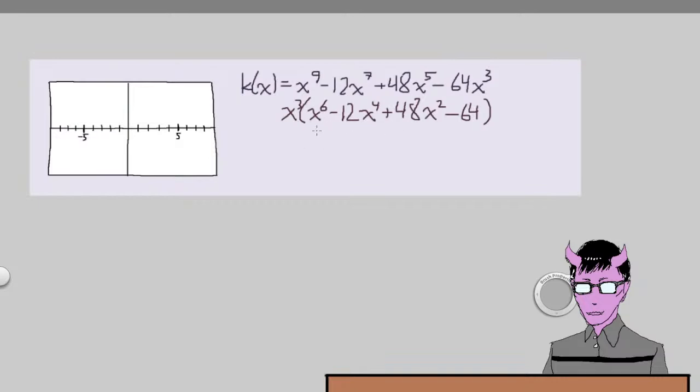Let's jump to synthetic division, but remember we do have invisible terms. We have 0x to the power of 5, we have 0x to the power of 3, we have x to the power of 2, we are missing x to the power of 1. So that accounts for all terms, and now we can plug that into our synthetic division algorithm. So coefficients 1, 0, negative 12, 0, positive 48, 0, and then negative 64. Perfect.